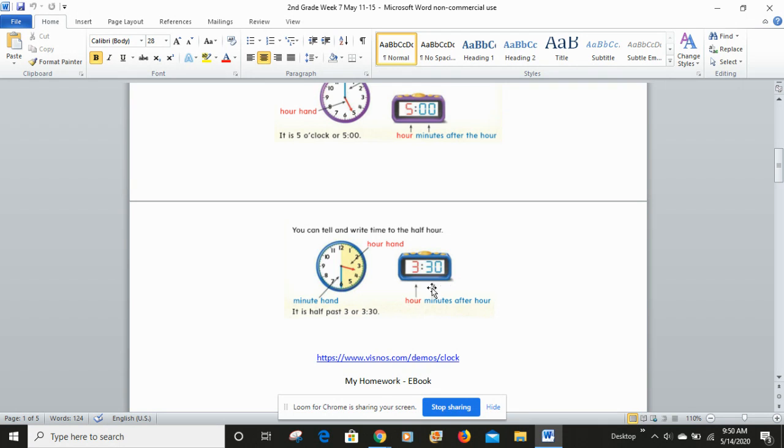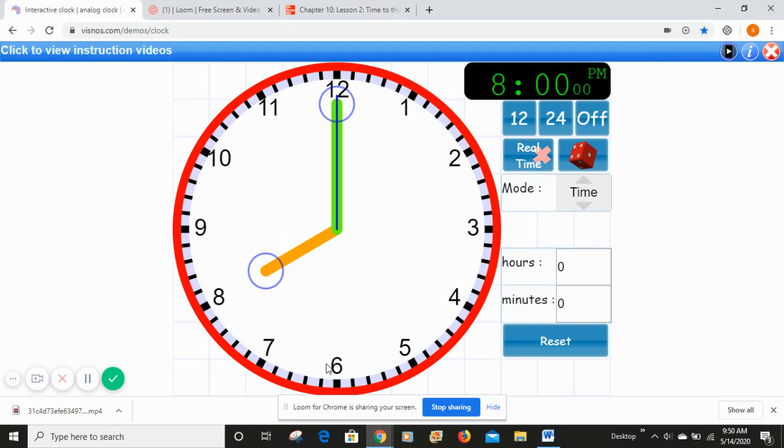On the digital clock, once again, it's pretty easy to read hours and minutes. So it reads the same time, 3 hours, 30 minutes. But just understand that we can tell the minutes as well as the hours when we're reading clocks. And we've used this before. I'll go back to it.